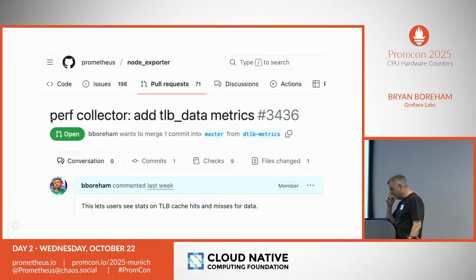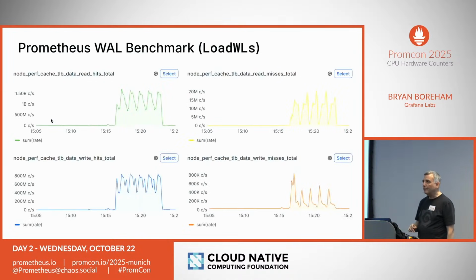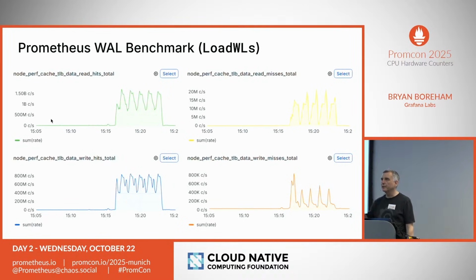So there are metrics for these things, but they were not coded into Node Exporter, so I've added them. I don't actually know if this PR is merged yet. Does anyone know? No, okay. So soon you'll be able to run this yourself. We can get metrics on hits and misses. There are separate TLBs for data and instructions. This is data hits, data misses. I didn't put the instructions on this page. This is all data: reads and writes, hits and misses in the TLB cache.